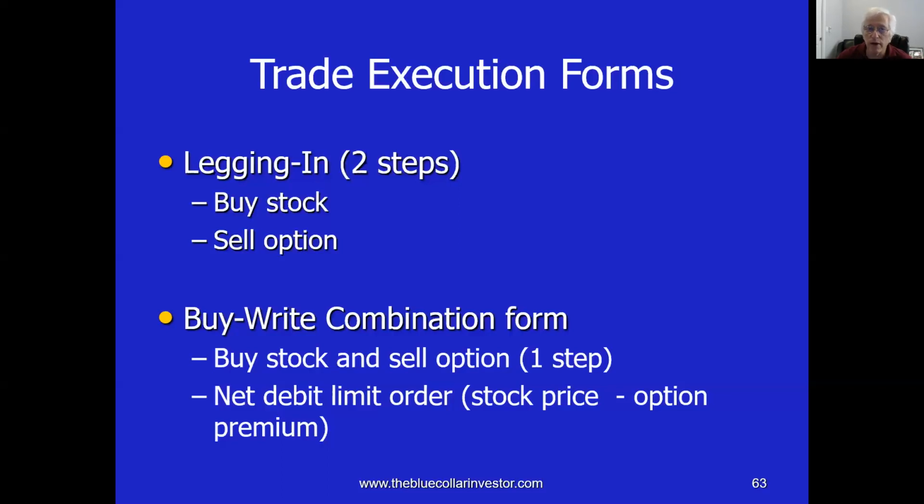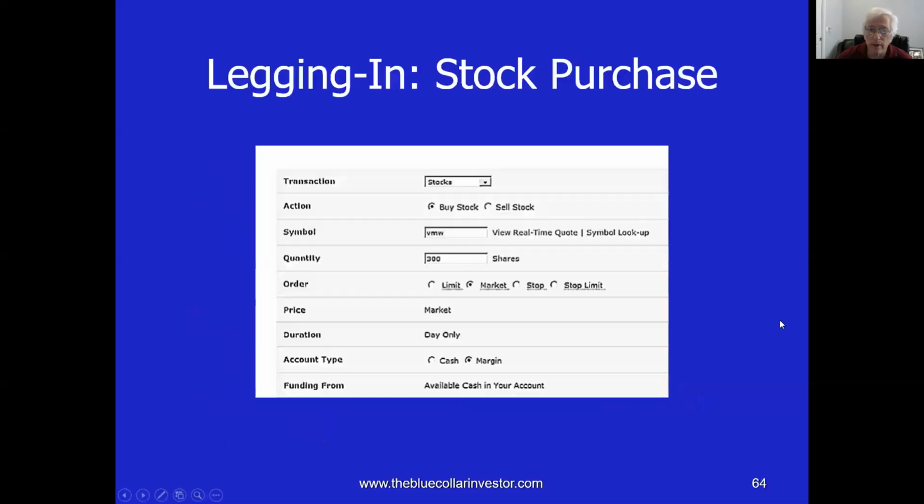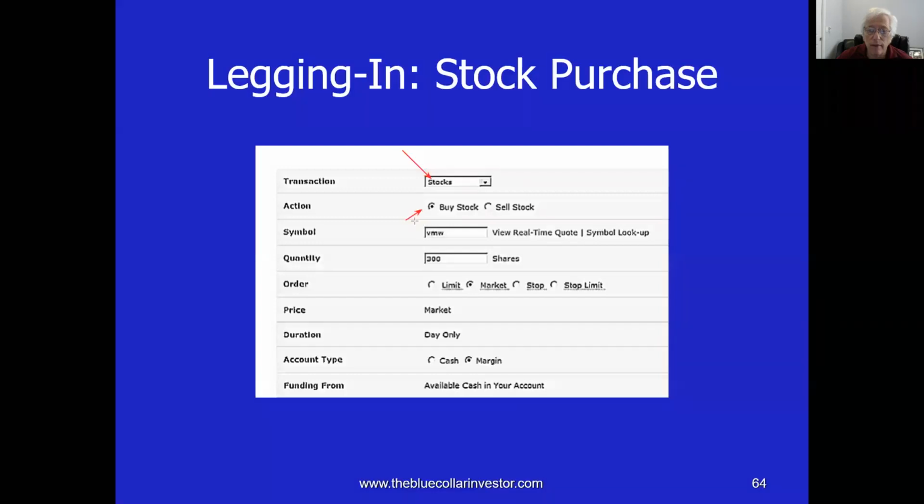So once we decide on the stock and we decide on which option meets our goal using the moneyness and using the initial time value return, then we combine those 2 and make the instructions to the broker. All right, let's start with legging in. First thing we do is we go to our trade execution form and we want to buy a stock. Remember, we're giving instructions to our broker what to do.